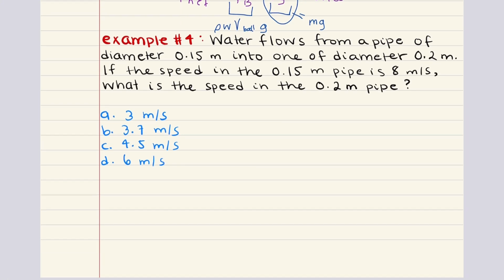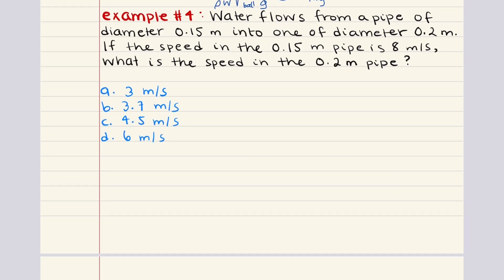Next up, we have problem 4. Problem 4 says, water flows from a pipe of diameter 0.15 meter into one of diameter 0.2 meter. If the speed in the 0.15 meter pipe is 8 meters per second, what is the speed in the 0.2 meter pipe? To solve this, we're going to use the continuity equation, which ensures that the flow rate remains constant when the fluid moves through different cross-sectional areas.